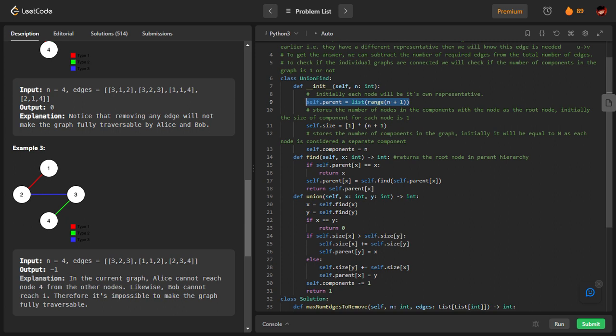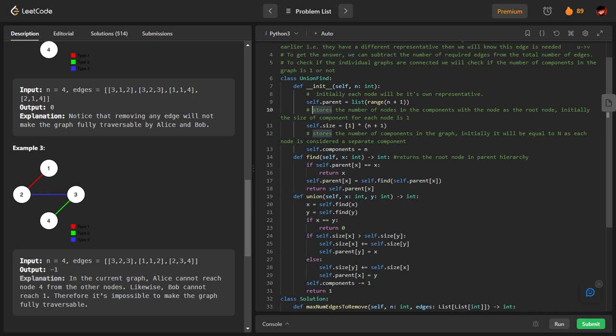Suppose there are n nodes, each of them is initially a representative of its own, so there will be a total of n parents. Whenever I say parent, it means representative here, not a node edge connected to it. Just think there's no connection between a parent and child here. A parent is just the representative of a node. Every node will be its own representative initially.